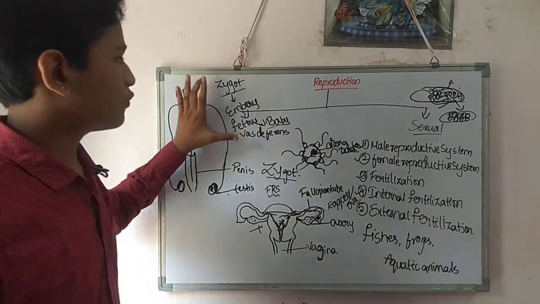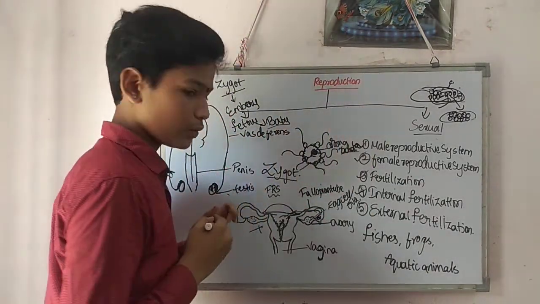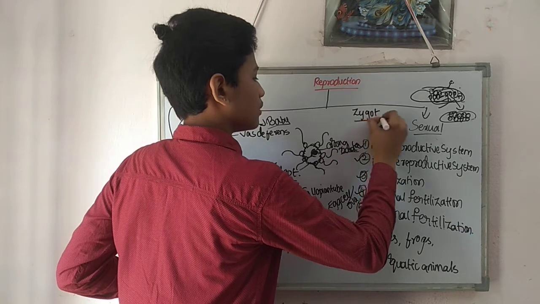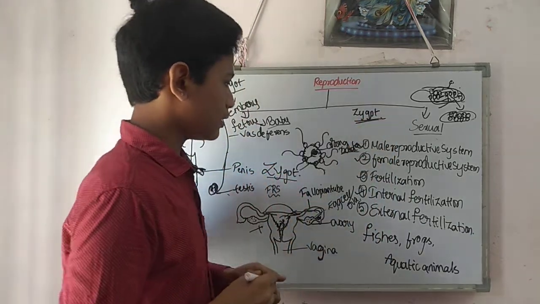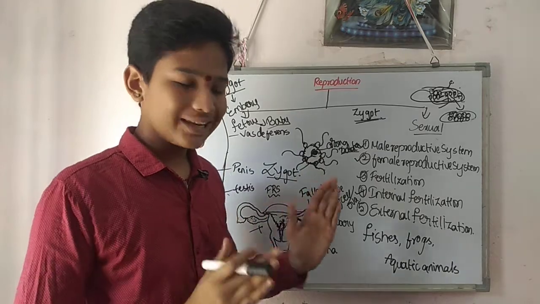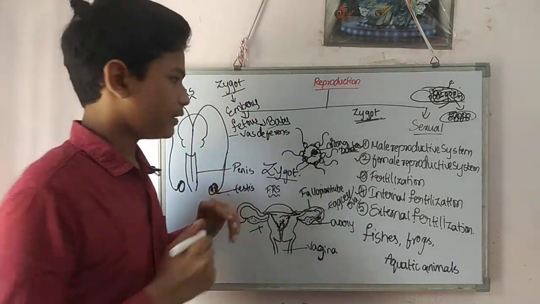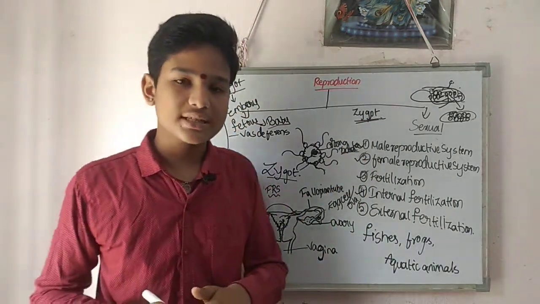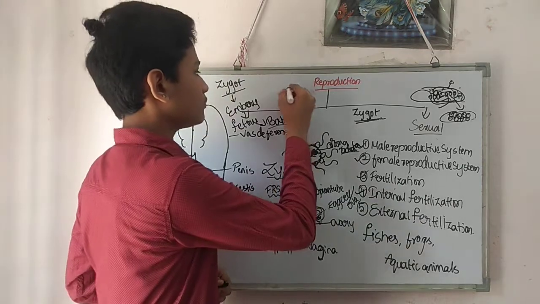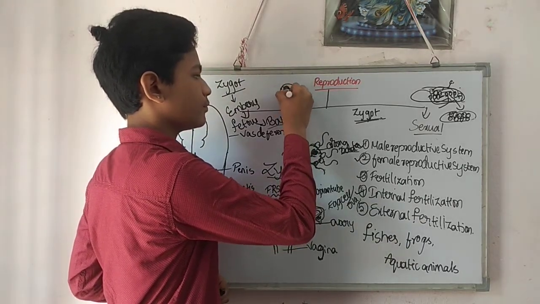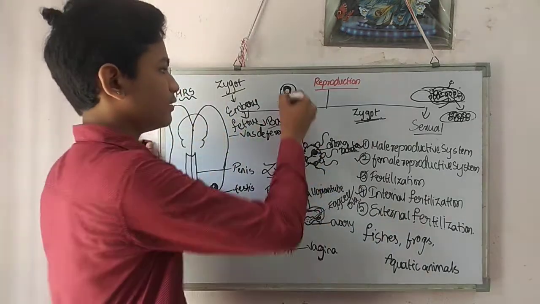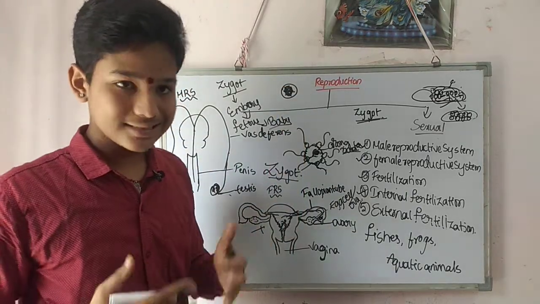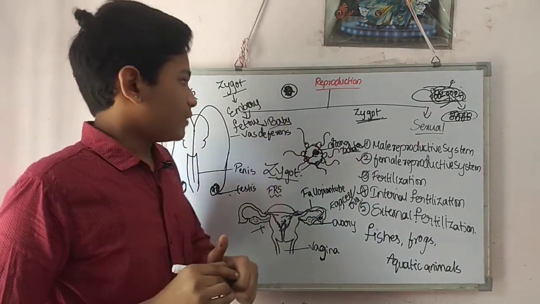Now we will see this flow chart. Zygote. This zygote is the fusion of male and female. This zygote starts dividing. Every one of us starts with only one cell. This zygote gets divided, 1 into 2, 2 to 4, 4 to 8, 8 to 16. Like this, so many cells get divided from the one cell.